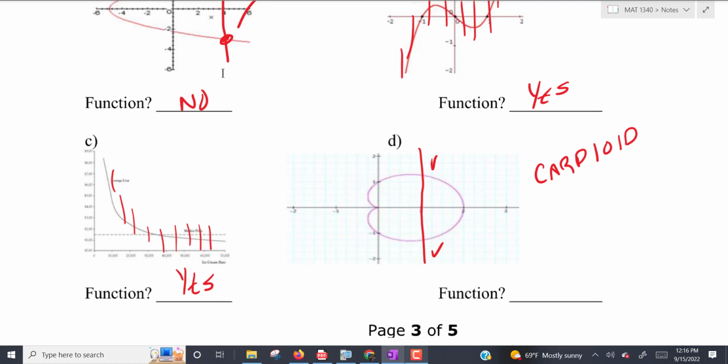It's not a function. So you might see that if you ever look at a microphone and it has that little kind of heart-shaped thing on there, that's called a cardioid microphone. Okay, just thought I'd throw that out there. That's a no, okay? All right?